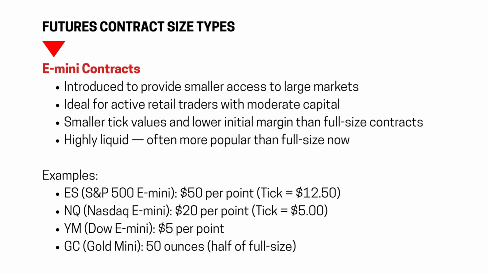Now imagine these as your mid-sized contracts. They're called the E-mini contracts, and basically they were designed to give access to smaller players into these large markets. They're much better for retail traders with reasonable size capital in their pocket, with smaller tick values and lower initial margin than the full size contracts, very liquid and often more popular now than even the full size contracts. Some examples there. S&P 500 at the top showing the tick size, and we've got the Nasdaq, the Dow E-mini and gold, which is half of the full size. So they're a scale down from the full contract.